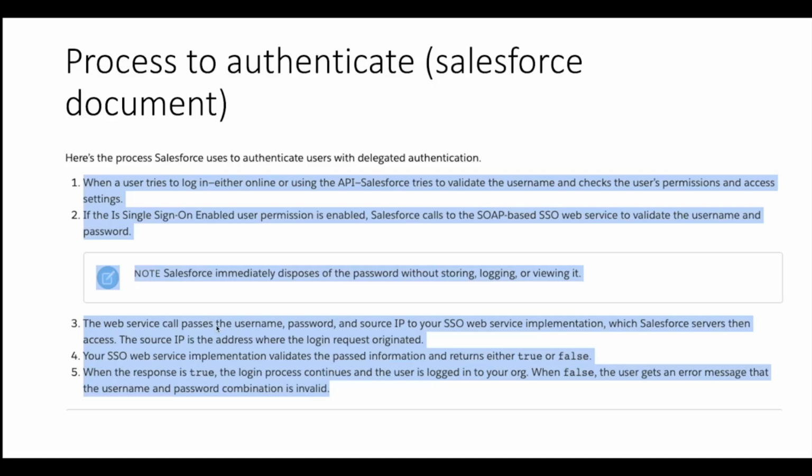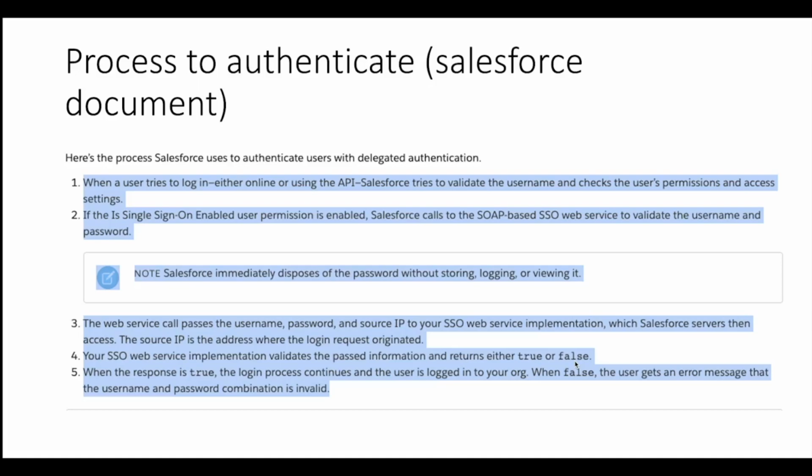Now the SOAP-based web service call passes the username, password, and source IP to your SSO web service implementation, which Salesforce then accesses. The source IP is the address where the login request initiated. It passes all the information, like username, password, and IP address, to the LDAP authentication server. Your SSO web service implementation validates the password information and returns either true or false.